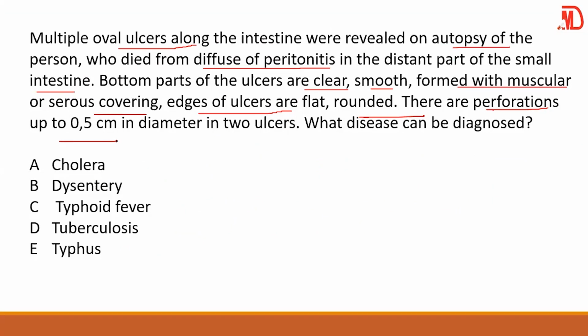What disease can be diagnosed? So basically, first of all, you must know what cholera is all about. In cholera, there's usually diarrhea and stuff like that. One way by which somebody can die out of cholera is when there's severe dehydration.